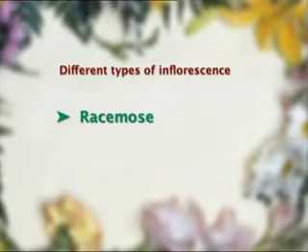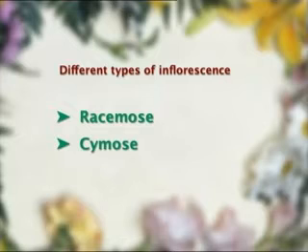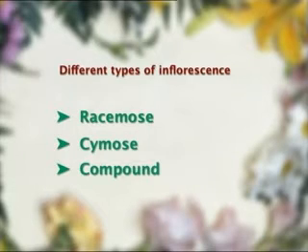Based on the growth and development of the main axis, the inflorescences in plants are classified into four main types. These are racemose inflorescence, cymose inflorescence, compound inflorescence, and special inflorescence. First of all, we will discuss the racemose inflorescence. This type of inflorescence is also termed indeterminate.